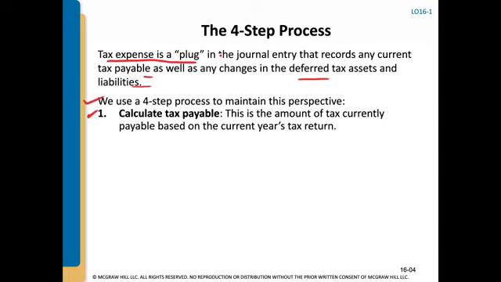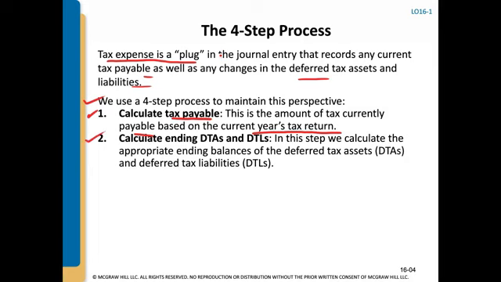Step 1 is always calculate the income tax payable. This means the current tax payable. This is the amount of tax currently payable based on your current year tax return. So you look at your taxable income multiplied by your enacted tax rate. That's going to be your current tax payable, and that's a liability.